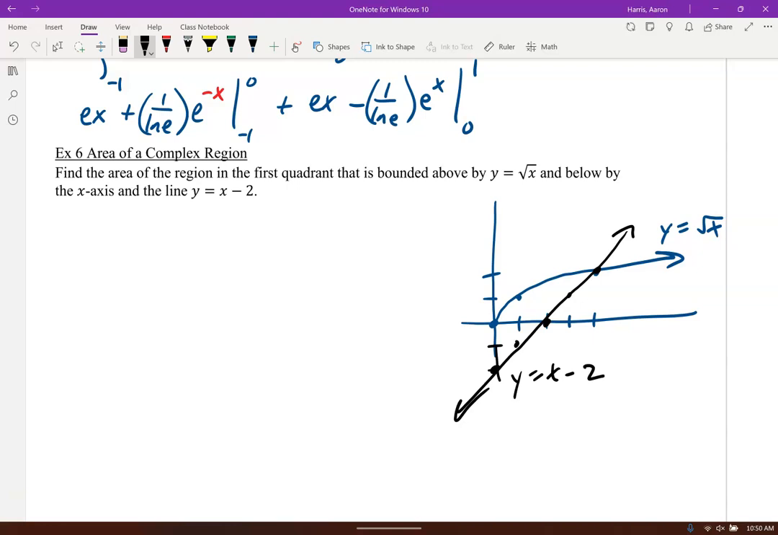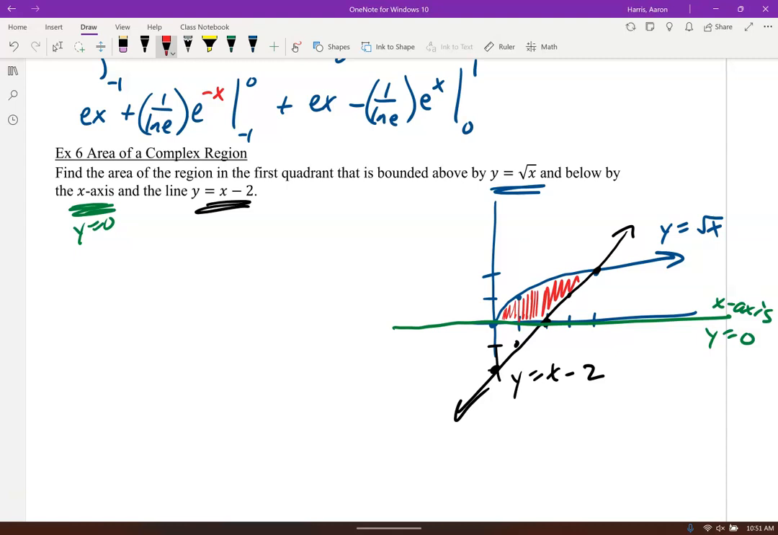Here's our y equals x minus 2. Now, but notice it says only the area of the region in the first quadrant that's bounded by square root of x, below by the x-axis. In other words, the line y equals 0 is the x-axis, right? So y equals 0. And then our black line, y equals x minus 2. And it's only this area in the first quadrant. Can you see the area in the first quadrant in red there? Okay.